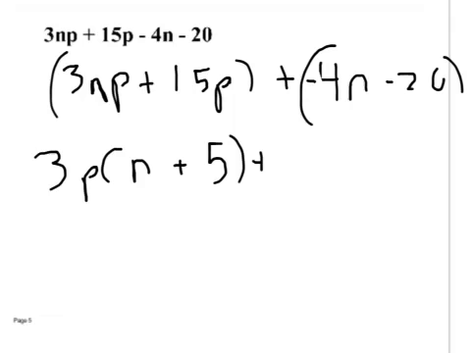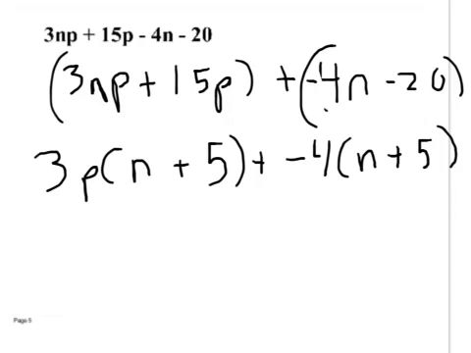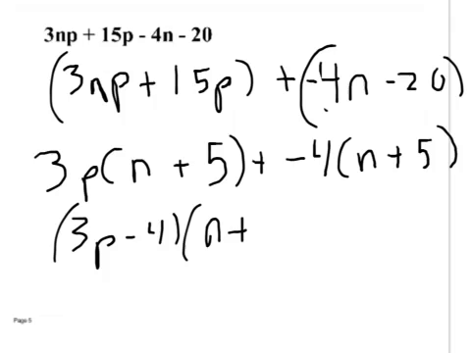What can I take out of negative 4n and negative 20? How about negative 4? Is negative 4 a factor of each one of these? Okay, what is left? And what is left when you take negative 4 out of negative 20? Positive 5. That's why we took negative 4 out of it. Hey, look. n plus 5 and n plus 5. So we add 3p and negative 4, and we write n plus 5 once. There's your answer.